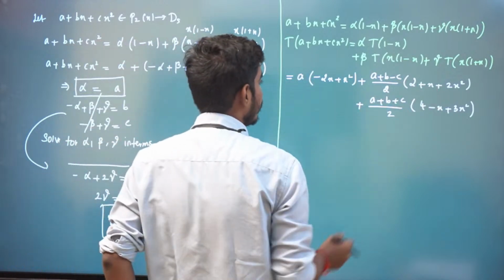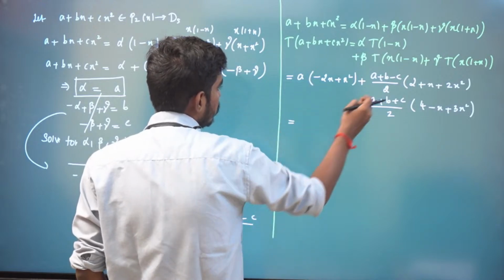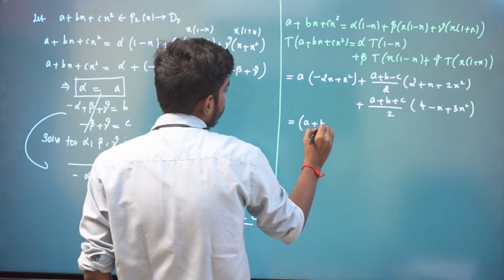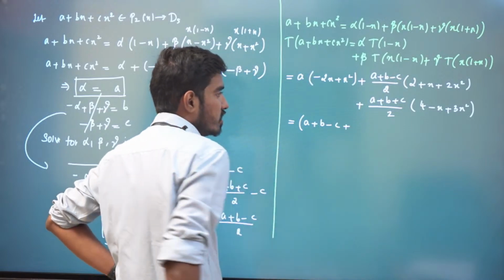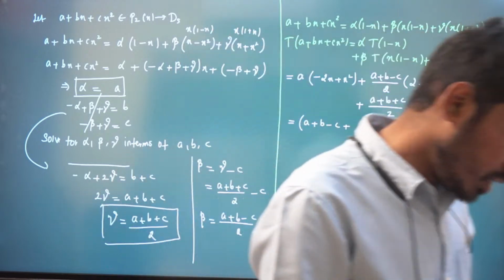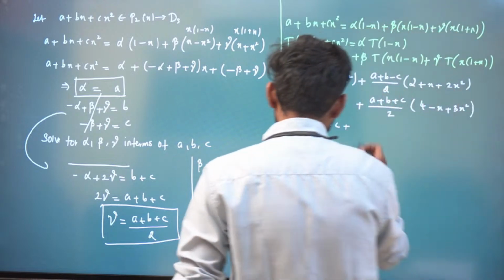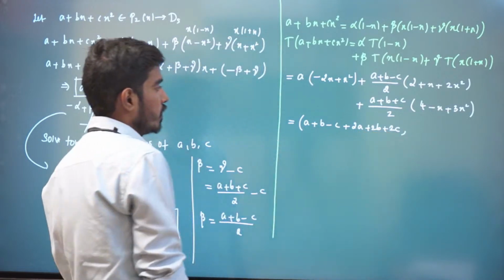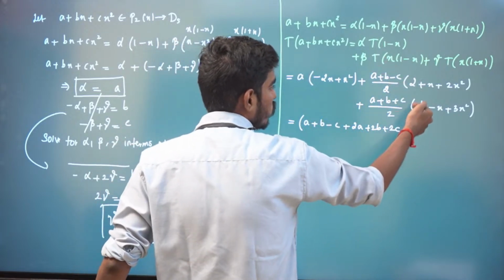Now you collect all the constant terms. Here there is no constant term. Here the constant term will be what? You multiply 2 with this. So 2 will get cancelled. A plus b minus c. Here the constant term is 2a plus 2b plus 2c, right? Yes or no? I'm just collecting all the constant terms. This is a constant term, this is a constant term. Here 2 will get cancelled.